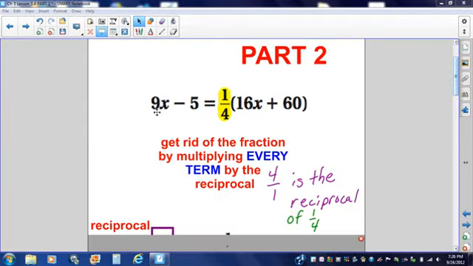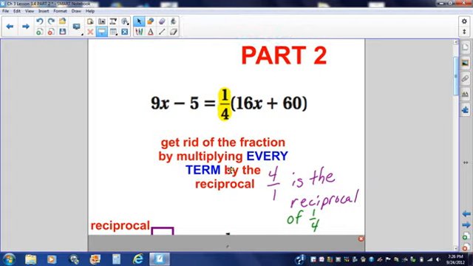Alrighty, please write in your notes the equation 9x minus 5 equals 1/4 parentheses 16x plus 60. A couple different ways you could do the problem. You could change 1/4 into a decimal and then distribute it. You could distribute the fraction like so, or you could get rid of the fraction. All are legitimate ways to do the problem.